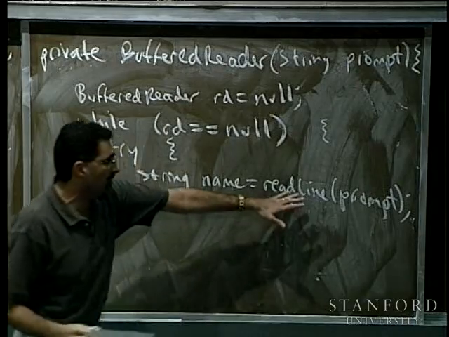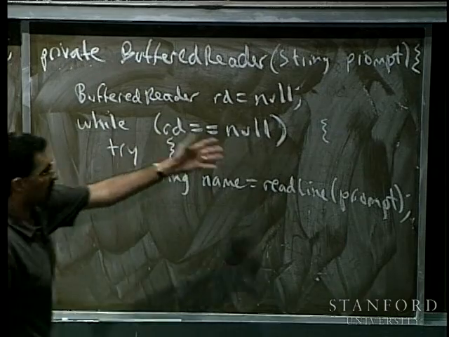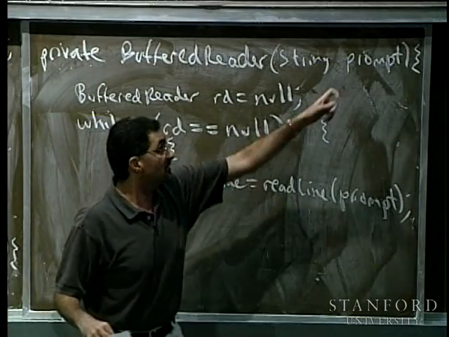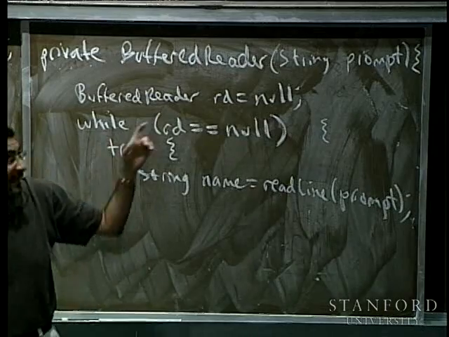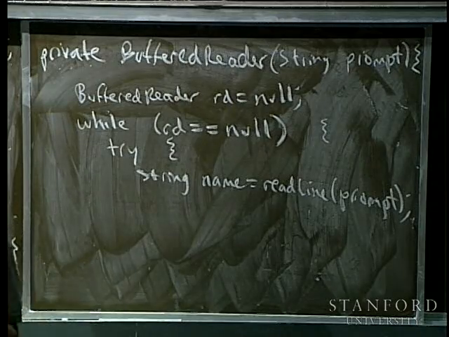So all I'm doing here is asking the user to enter the name of the file, right? And whatever prompt I write on the screen is just whatever was passed in here. So it might have been something like, please enter file was the string. So I'll write out please enter file and ask the user for the file name.